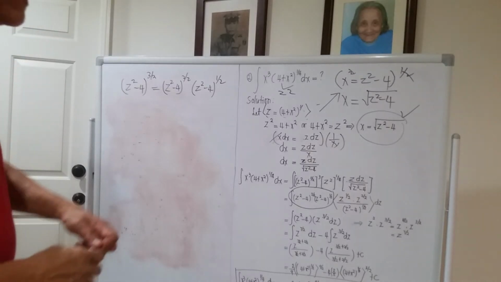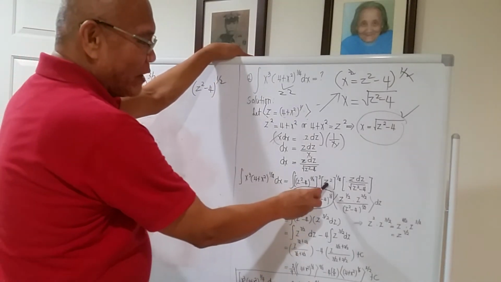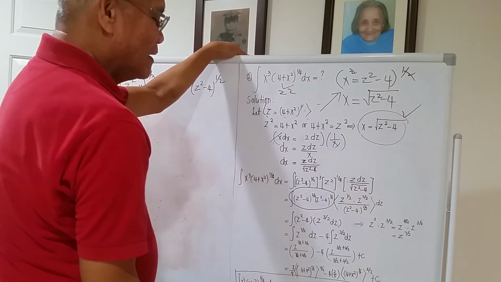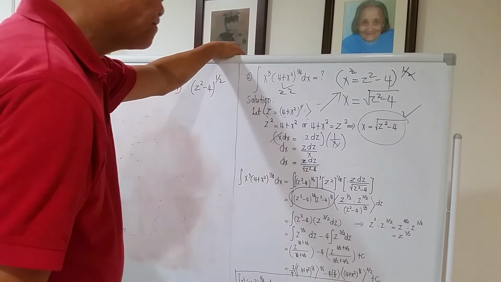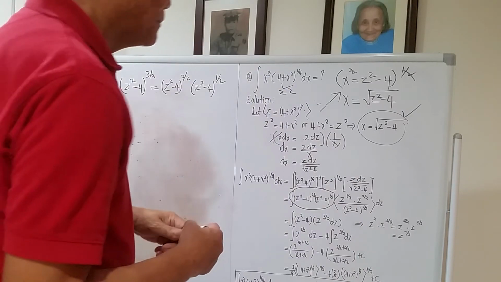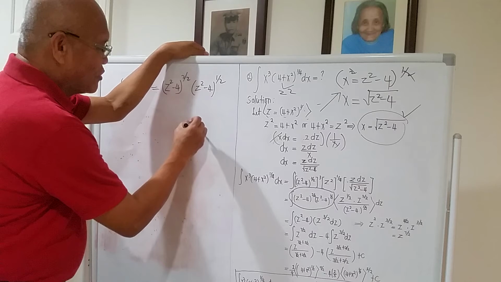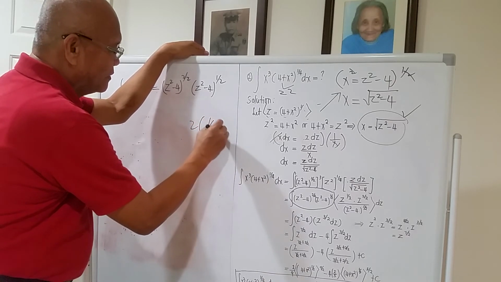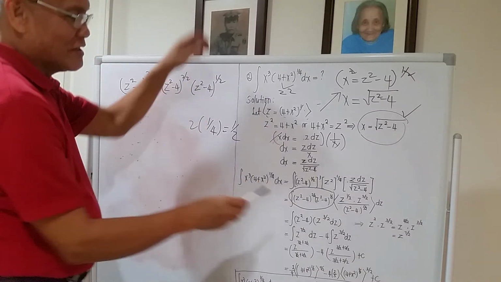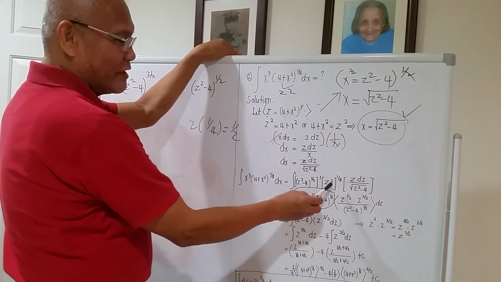Right? And z squared raised again to the 1/4 power. That will be z to the 1/2, because 2 times 1/4 is 1/2, right? So this is z to the 1/2. It is this.